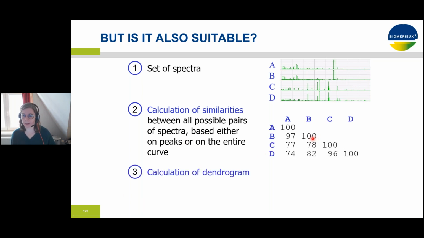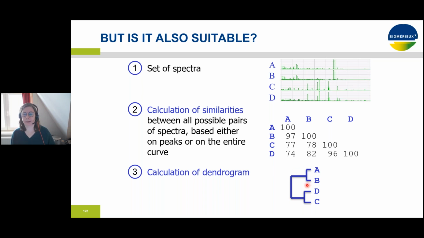And then once you have the similarity matrix, you will use that to calculate the dendrogram. The dendrogram will each time merge the highest scoring pair, here A and B, together. And it will update the similarity matrix with, in case of a UPGMA, the average score of this pair. So for instance, C scores 77 and 78% with A and B, so the average will be 77.5 in the new updated similarity matrix. Then again, it looks for the highest scoring pair in the updated matrix, merges it together, and so on until everything is merged.